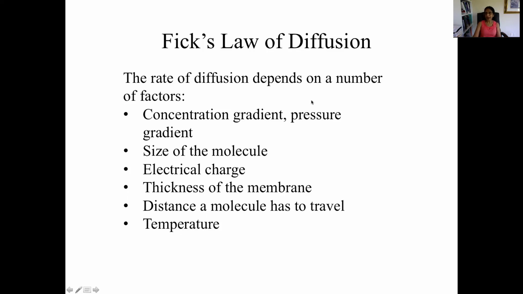That same thing applies to pressure gradient. Higher pressure to lower pressure. We will use a lot of examples, especially in the blood vessel physiology or respiratory physiology. We'll talk about pressure differences and how that would help in the movement of substances from higher to lower pressure.